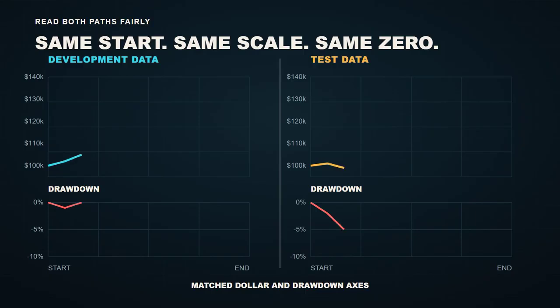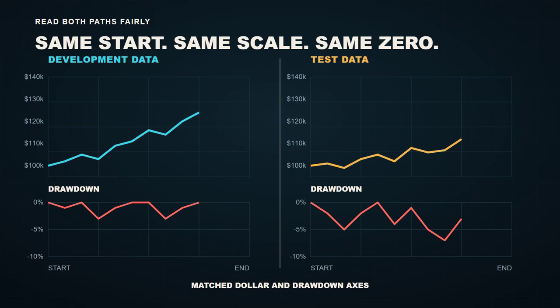To read the result fairly, place development and unseen evidence on matched scales. Start both equity curves at the same capital. Use the same dollar axis. Align drawdown underneath each curve with 0 in the same place. Now, a weaker slope cannot hide inside a stretched chart. A deeper drawdown cannot look smaller because its panel was resized. And contribution bars can show whether the result came from steady participation or one brief market episode.